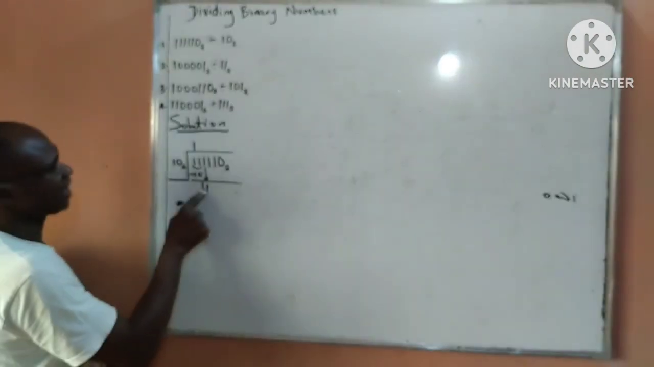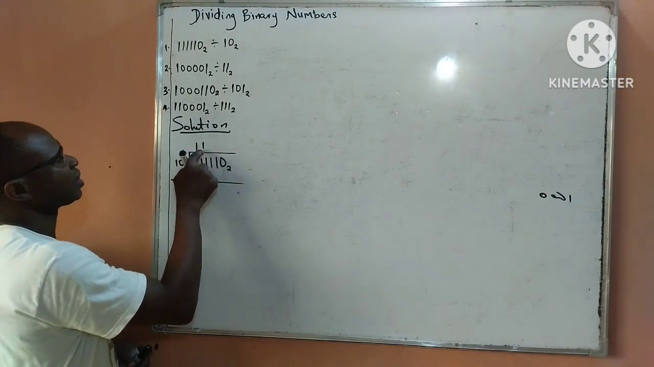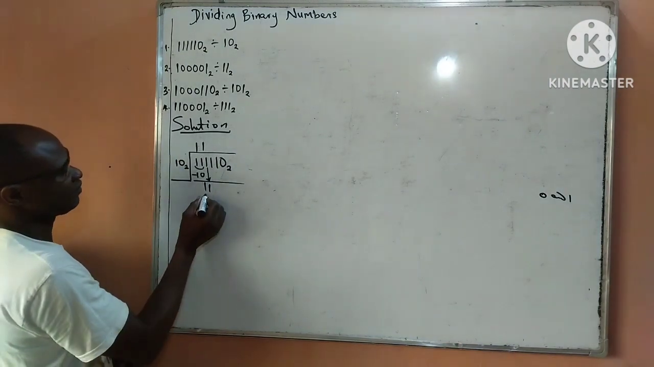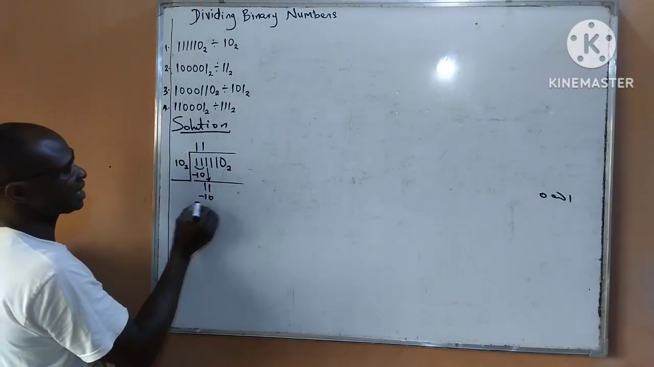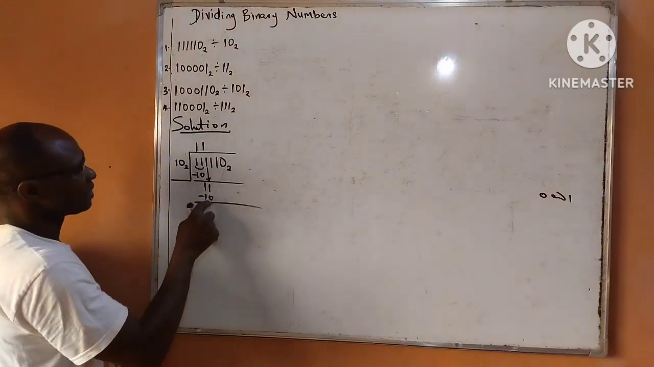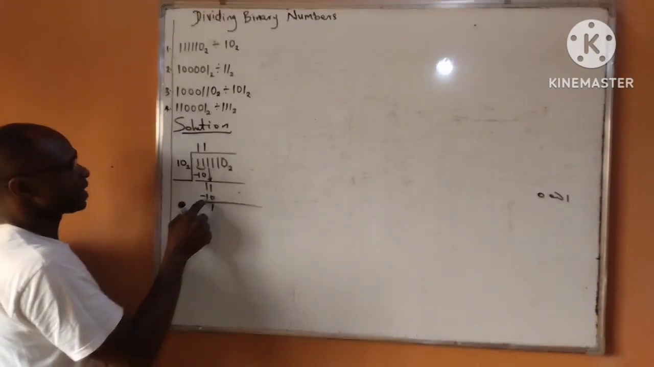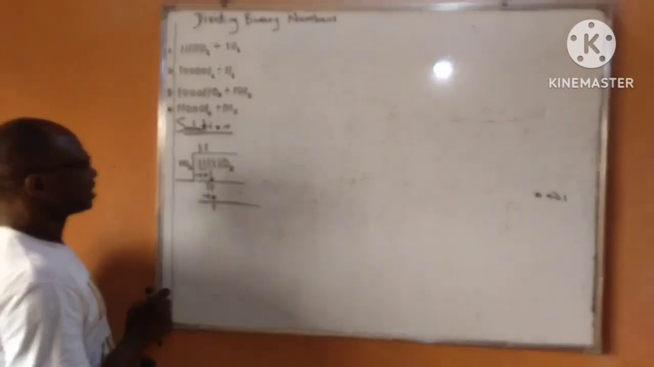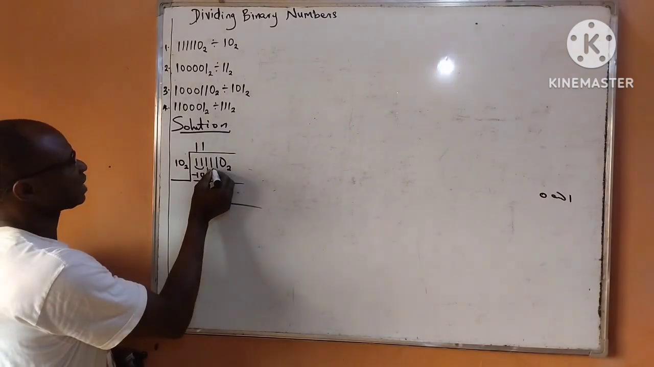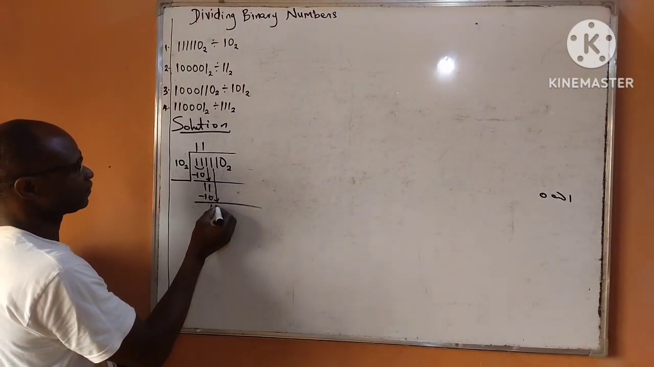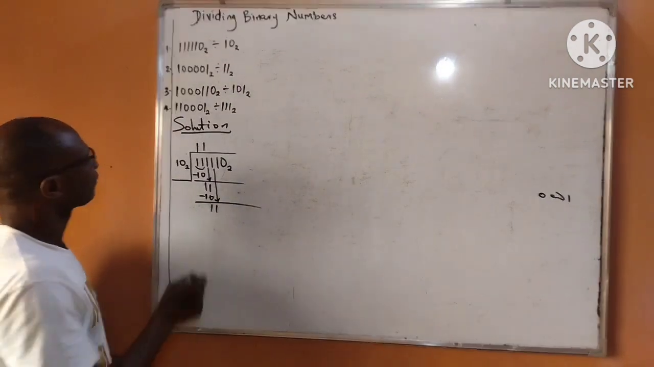10 divide 11 will give me 1. 1 multiply 10 will give me 10. I will subtract it again: 1 minus 0 is 1 and 1 minus 1 is 0. Therefore, I will also bring down this 1 to have 11 again.